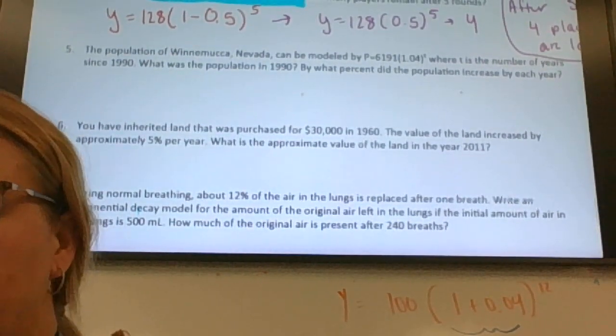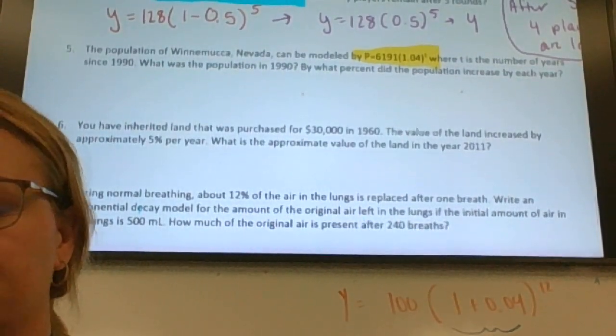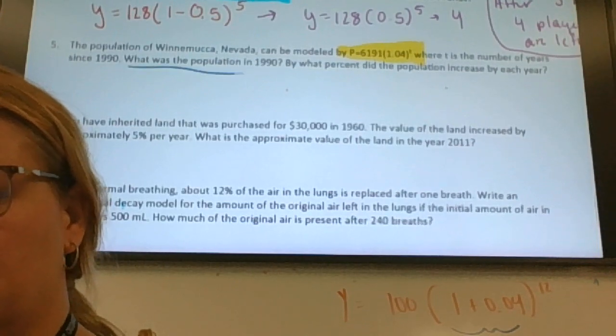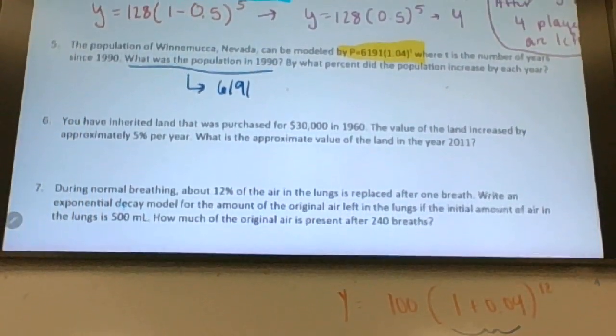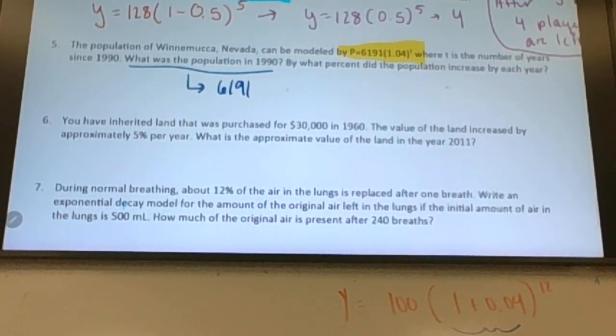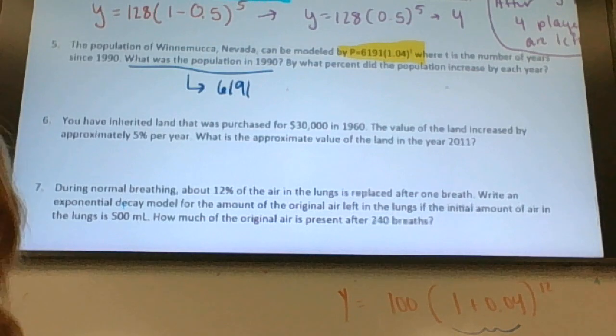The equation is written for you. Which number tells us the initial amount? That's correct. Sometimes they're going to give you the equation and then they're going to ask you, do you understand where the details go? Do you understand where the initial amount is? And do you understand where the rate is? And do you understand where the time is? All right. So the initial population was 6,191.